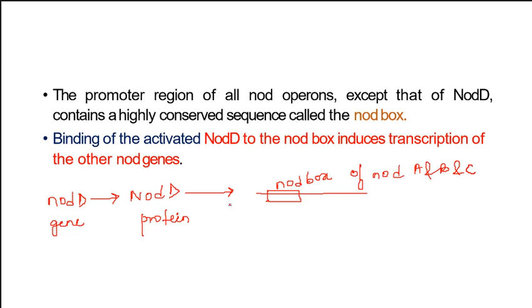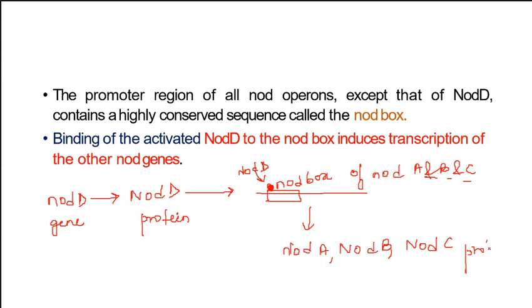Once the NodD protein, the dark one here, binds to the nod box of nodA, B, and C genes, what happens? It helps in the formation of NodA, NodB, and NodC proteins. Remember, the nod box is present only on the promoter of A, B, and C genes. The nod box is not present on the promoter of nodD.